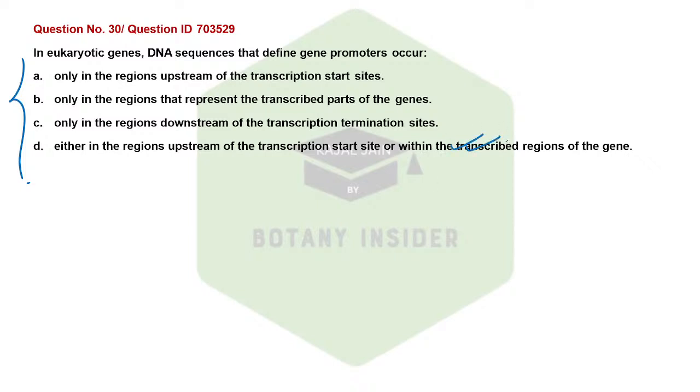Answer is option number D. D is the correct answer for this particular question. That is, the DNA sequences that define the gene promoters occur either in the upstream region of the transcription start site or within the transcribed region of the gene.